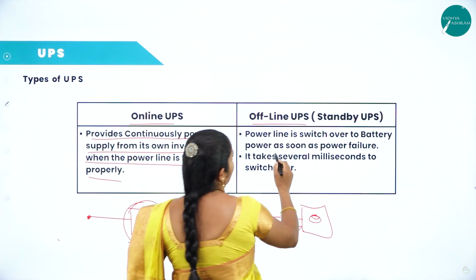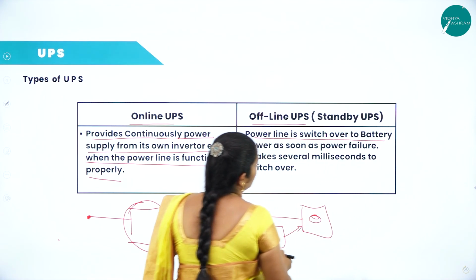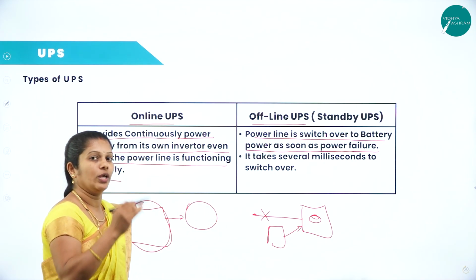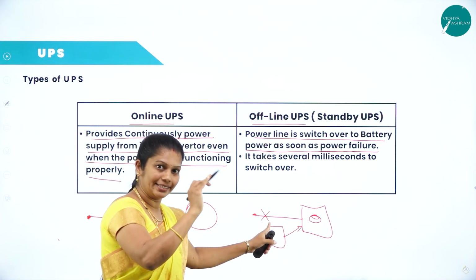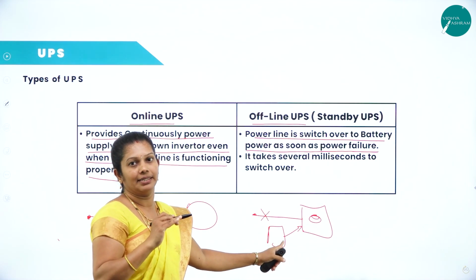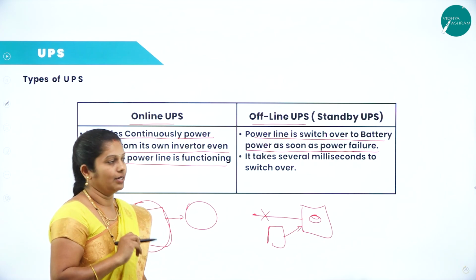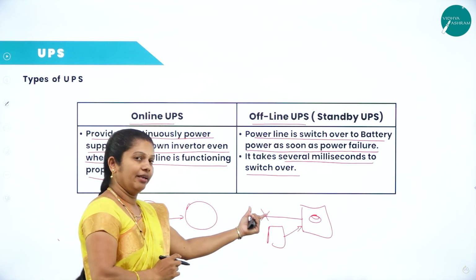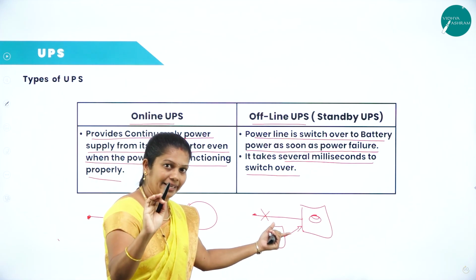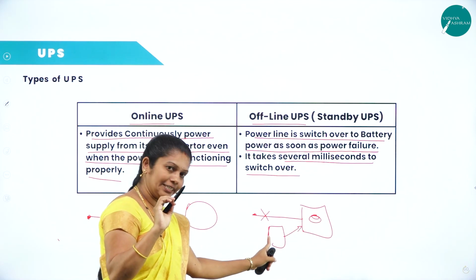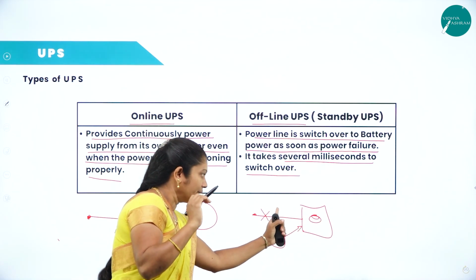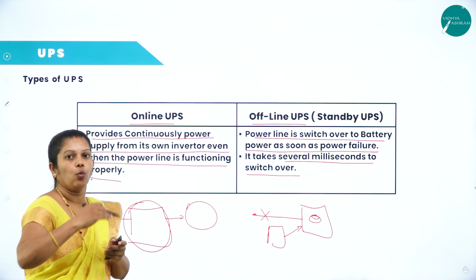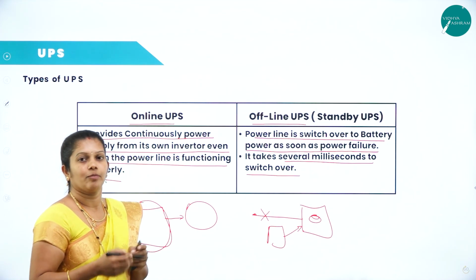That means the offline power line is switched over to battery power as soon as a power failure takes place. When the main power fails, only at that time it will switch over to the battery for supplying power. And it takes several milliseconds to switch over because here it will not transfer the power directly. Whenever there is a failure, only at that time it will transfer the power, but transferring takes milliseconds. Whereas in online UPS, we are getting continuous power supply. Now is it clear for all of you?